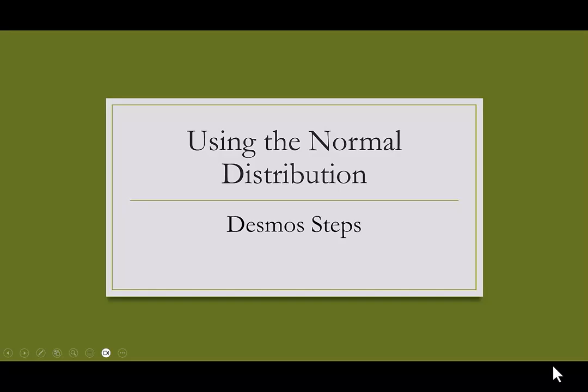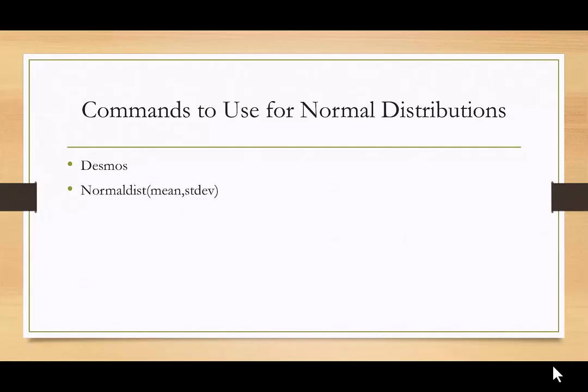Hi everybody, today we're going to talk about using the normal distribution, and I'm going to show you steps in Desmos. In this video, we're looking at normal distributions that are not standard normal distributions, meaning our mean and standard deviation aren't 0 and 1. Because the mean and standard deviation are not 0 and 1, we just need to enter them into Desmos to let it know how to adjust the normal distribution to fit our data set.